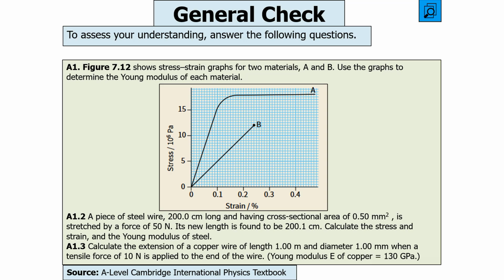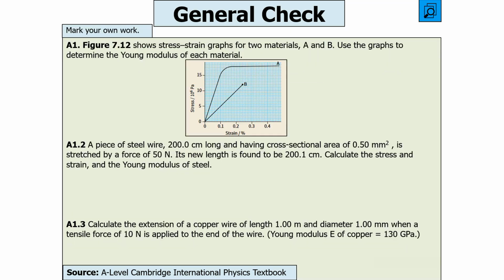Calculate the stress and strain and the Young modulus of the steel, and then calculate the extension of the copper wire of length 1.00 meters and diameter 1.00 millimeters when a tensile force of 10 newtons is applied to the end of the wire. So pause the video now, then unpause the video when you want to go through your answer. Right, to be aware, you can work out the Young modulus from a stress-strain graph from the gradient of the straight line section.